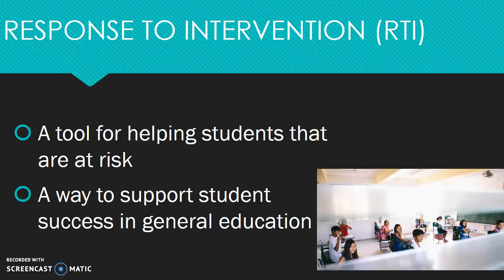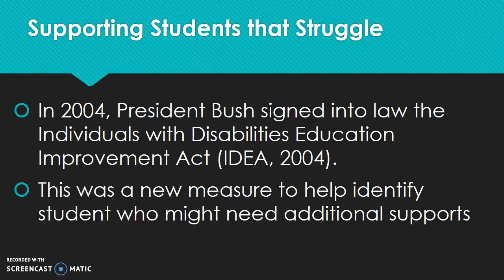So the first thing to know is where it all began. It started in 2004 when President Bush started the IDEA Act, the law that provides students with disabilities support in education. It was a way to measure and identify students that needed additional supports in the classroom, known as our special education students.